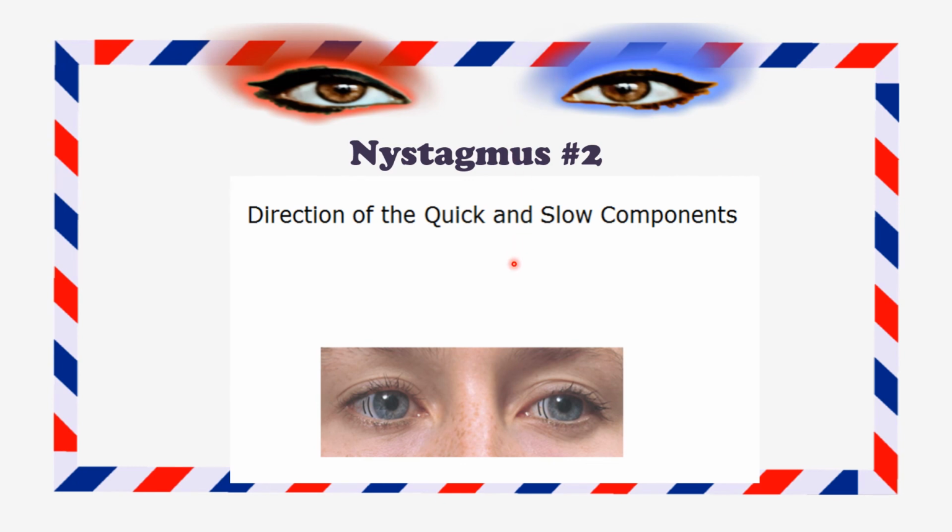For the direction of the quick and slow components, for example, left beating nystagmus, there is a quick jerk to the left in each eye, then a slow drift to the right. Nystagmus usually has both slow and fast movements, but is defined by its fast phase. For example, if the eyes jerk quickly to the patient's left and drift back slowly to the right, the patient is said to have left beating nystagmus.